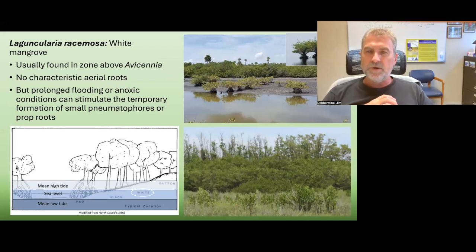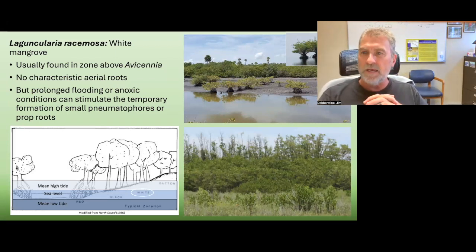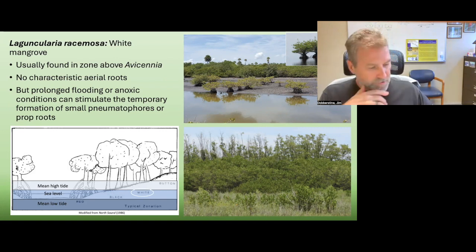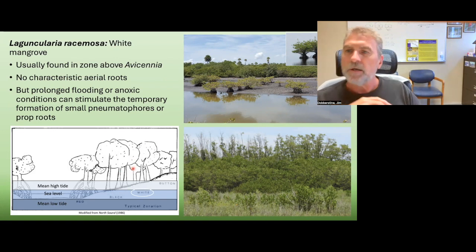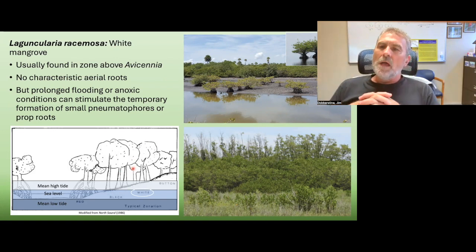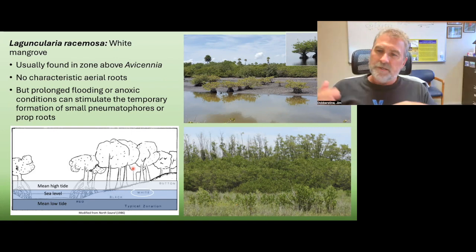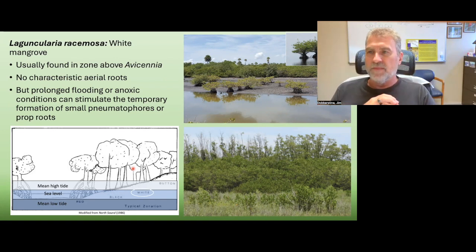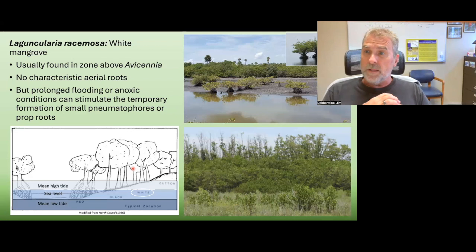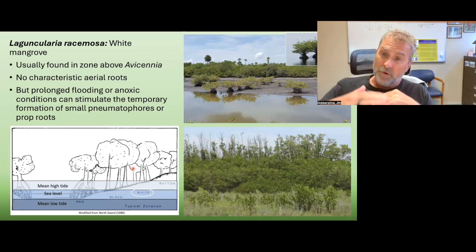All right. So the next species that we're going to look at is white mangrove. And again, here, we're talking up slope, right? So that would be kind of back in this area. Again, upslope from Avicennia. So you've got your Rhizophora, your red mangrove. You've got your Avicennia, your black mangrove, and then you've got your Laguncularia, which is your white mangrove, up from that.